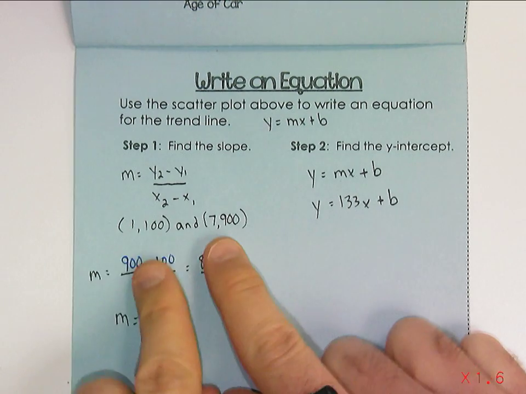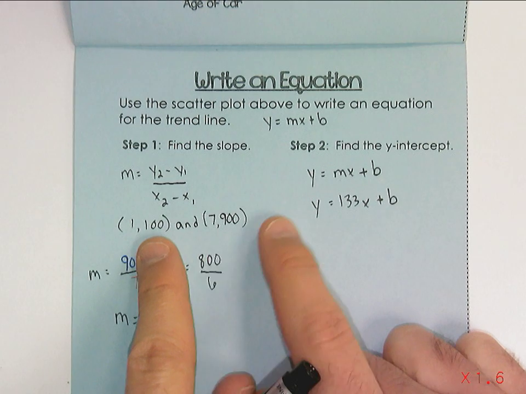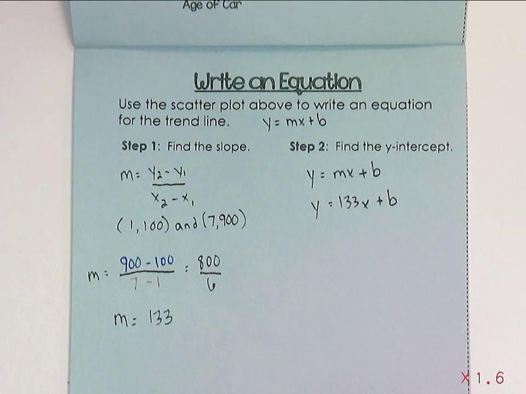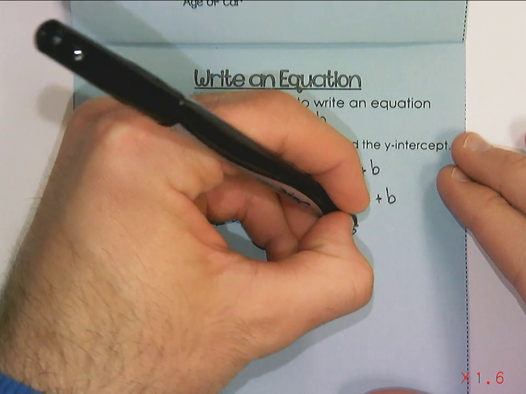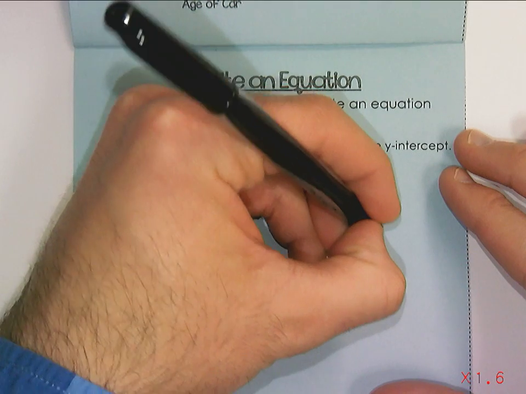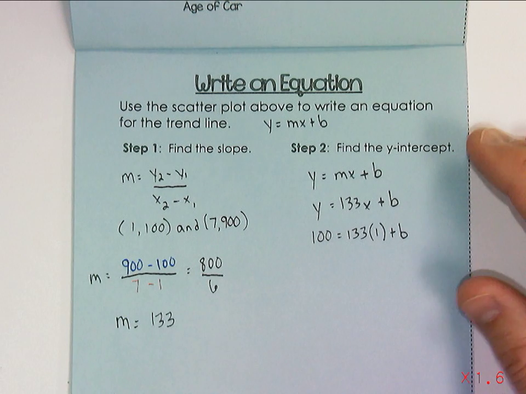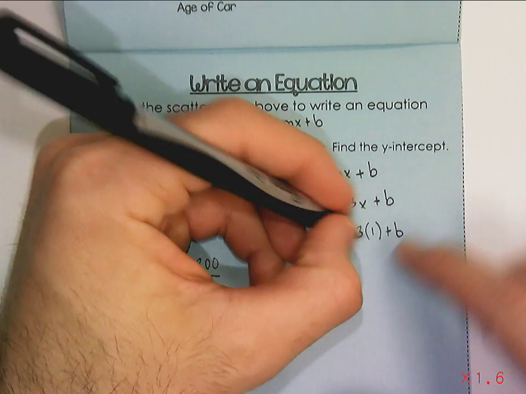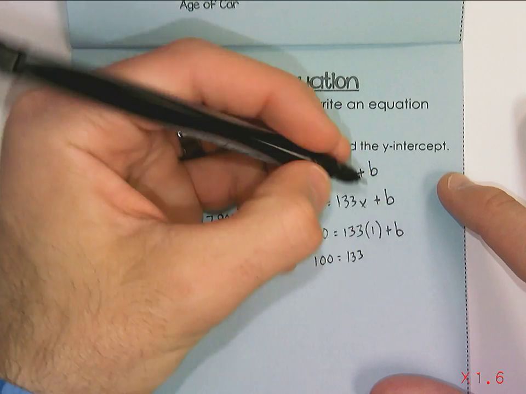Now we're going to take one of these points. I'm going to use 1/100 because I think it's going to be a little bit easier to use, and plug in for y and x. So this is going to say 100 equals 133. Remember, number next to a variable means multiplication, times 1 plus b. And then we'll have to carry out the multiplication. 133 times 1, it's pretty straightforward, equals 133 plus b.